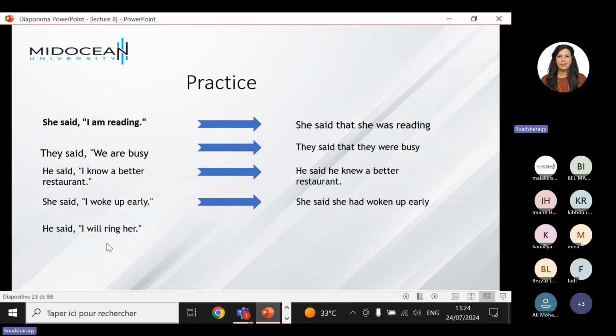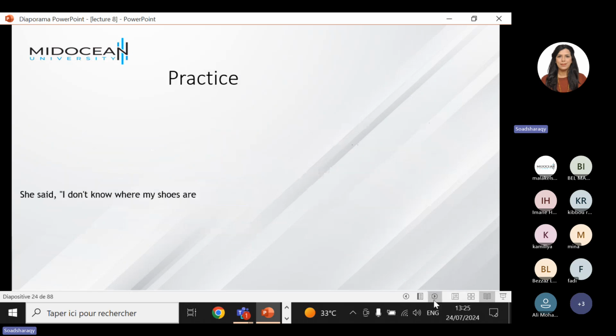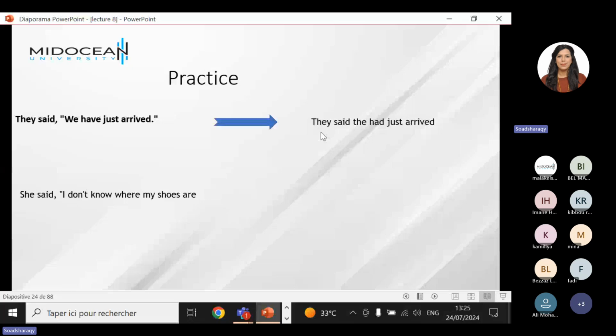More examples. He said, I will ring her. Here you have future tense. So we transform will into would. As you see, reported speech here: he said he would ring her. They said, we have just arrived. Present perfect tense. In reported speech we use the past perfect tense. They said they had just arrived.